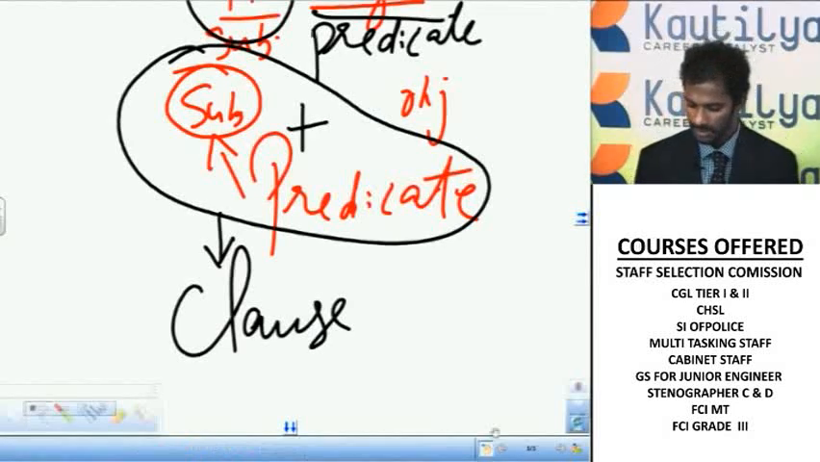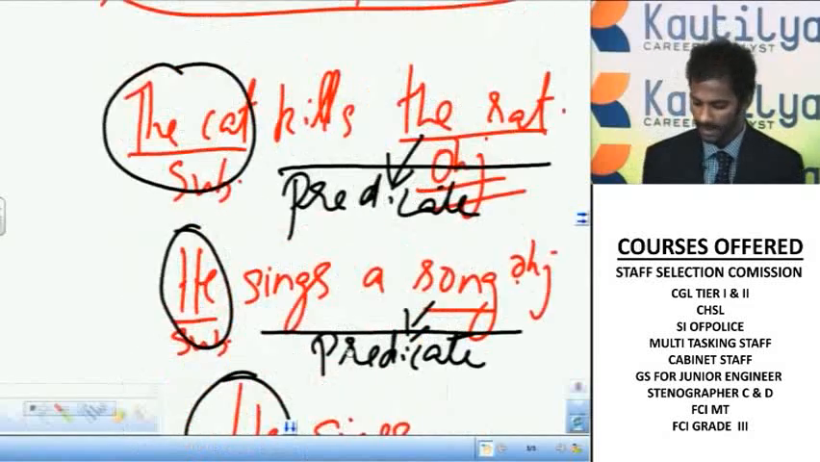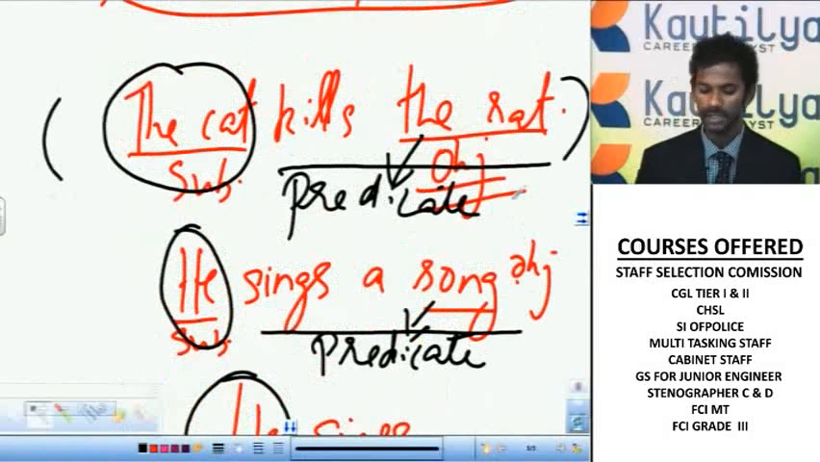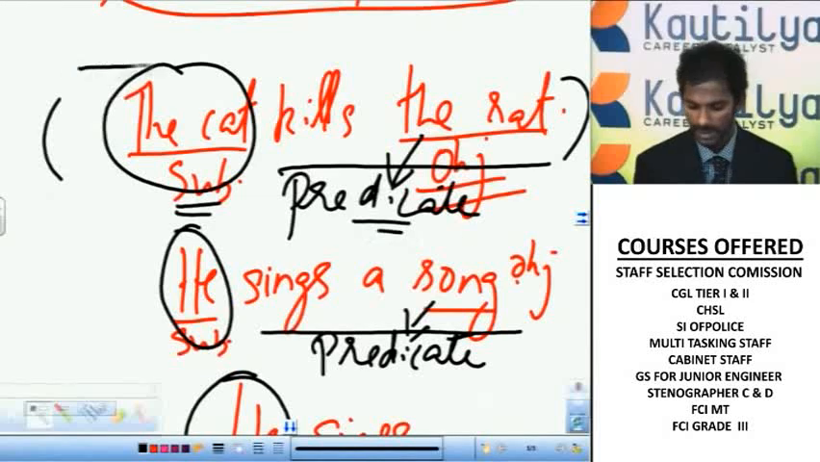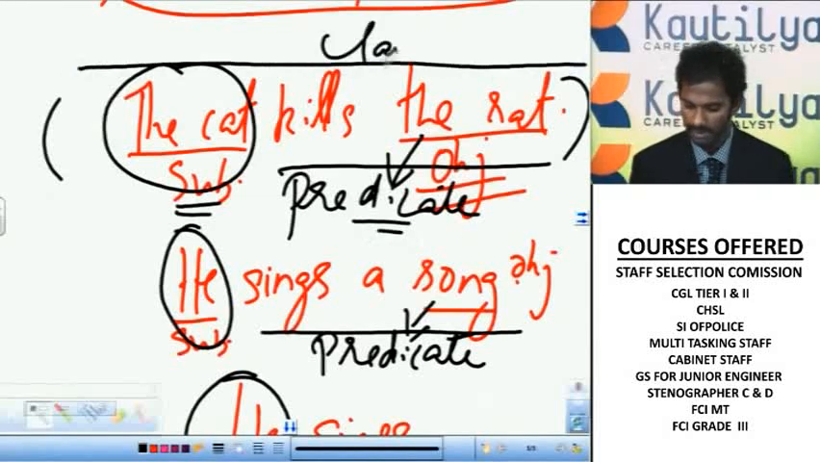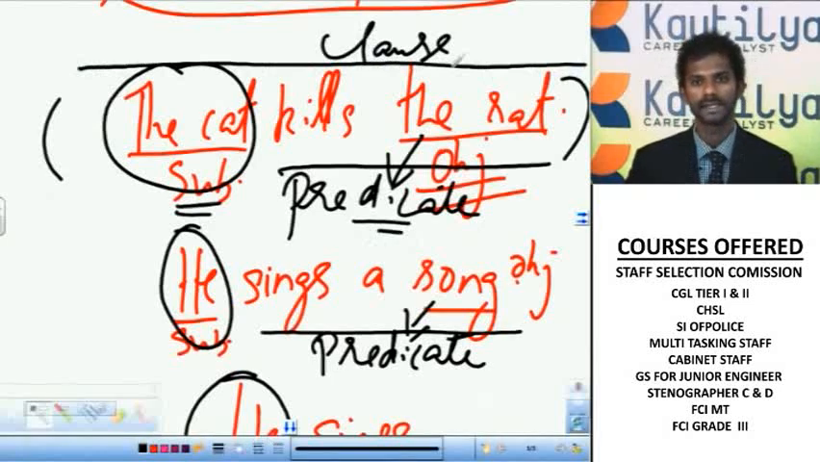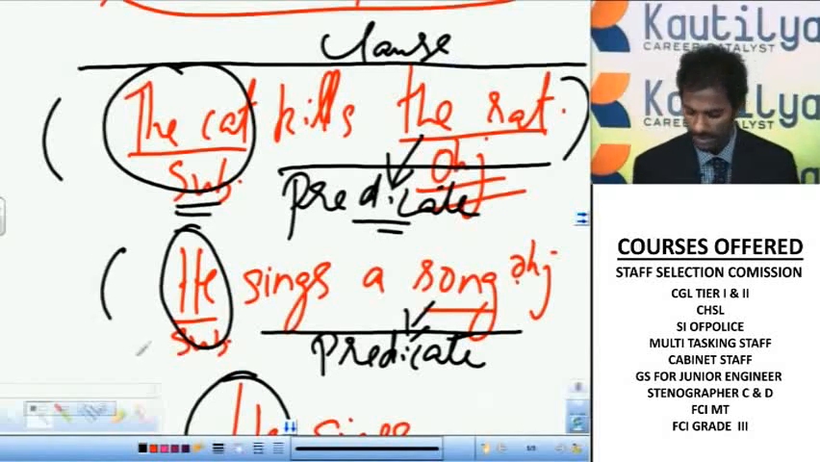Come back to the same sentences. The cat kills a rat. This is a part of a sentence containing a subject and a predicate. So I can say this can be termed as a clause, because this is a part of a sentence containing a subject and a predicate. So the cat kills a rat can be termed as a sentence as well as a clause. Similarly, he sings a song. This is a part of a sentence containing a subject and a predicate.